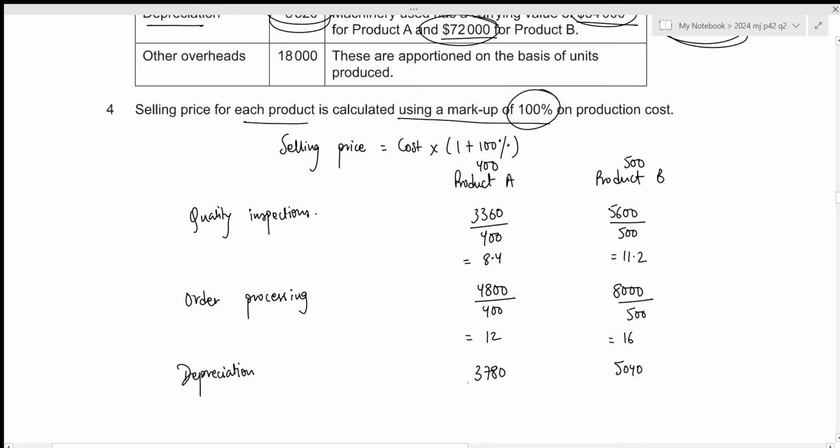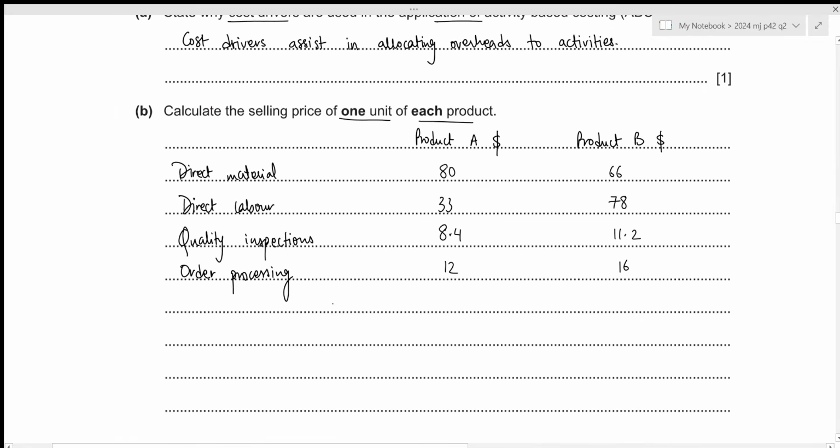Now for per unit values, we just divide by the number of units. So for product A, that will be 3,780 divided by 400, which results in 9.45. And for product B, that will be 5,040 divided by 500, which results in 10.08. Let's write it down. So we have depreciation, which we calculated to be 9.45 and 10.08.